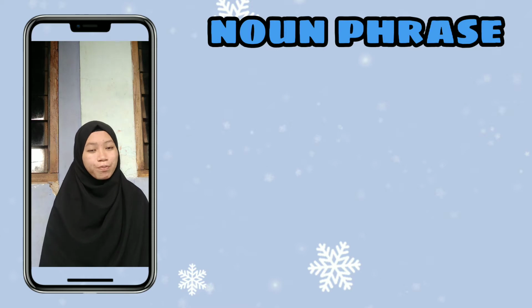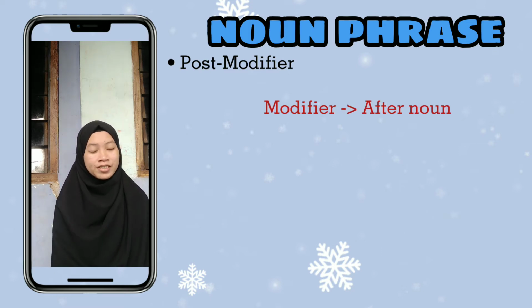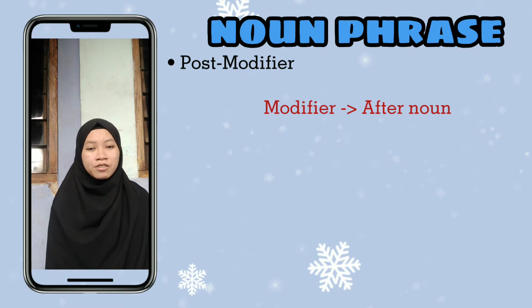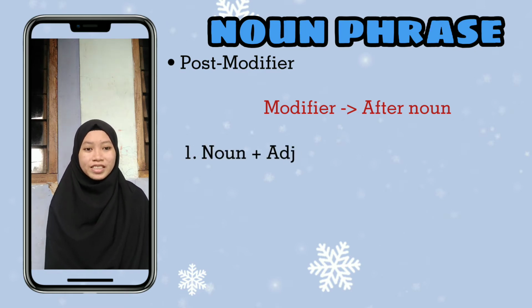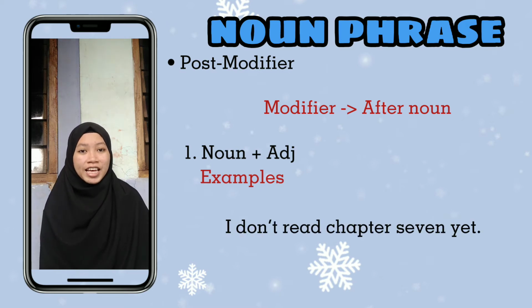The next is post modifier. Jika pre-modifier tadi adalah modifiernya terletak sebelum noun, maka post modifier ini modifiernya terletak setelah noun. The first pattern, noun plus adjective. For example, I don't read chapter 7 yet. In this sentence, the noun phrase is chapter 7. Chapter as noun and 7 as adjective.